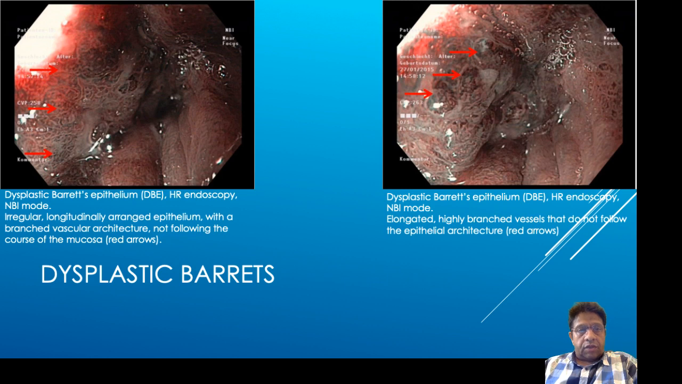Then we move to dysplastic Barrett's, which can also be identified on NBI or virtual chromoendoscopy. Here you'll notice the red arrows indicate irregular, longitudinally arranged epithelium with branched vascular architecture, and this does not follow the course of the mucosa. On the right, you see dysplastic Barrett's once again, elongated, highly branched vessels that do not follow the epithelial architecture, as indicated by the red arrows.